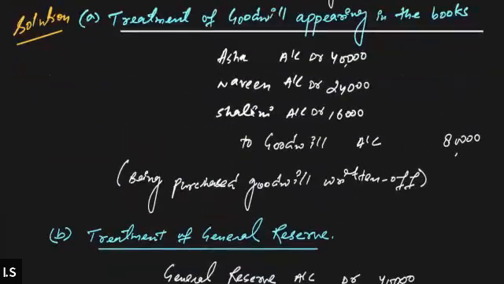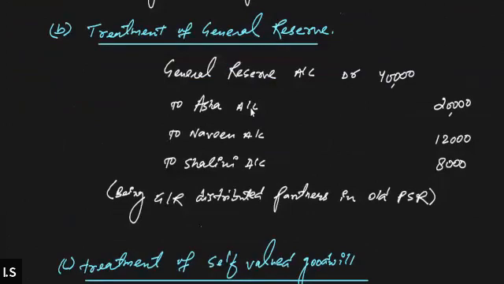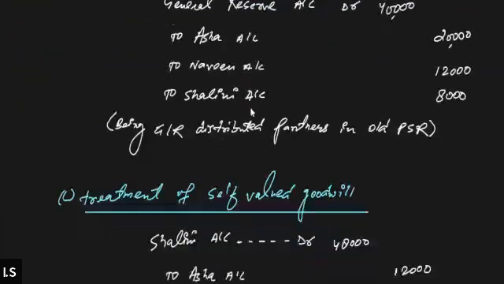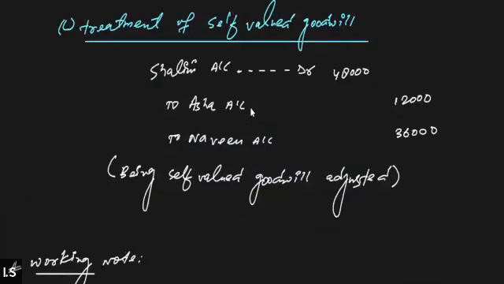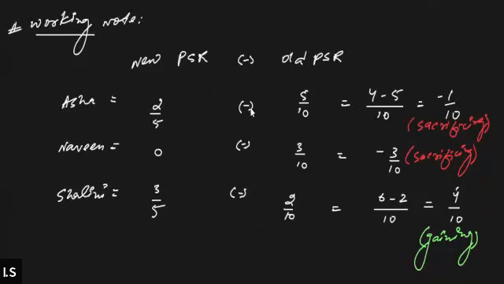I think both of you have already done this. Anyways, I'm still showing the calculation. So this is the treatment for the goodwill appearing in the book. Then this treatment will be for the general reserve, and the last treatment will be for the self-valued goodwill. Before passing the journal entry for the self-valued goodwill, we need to find out the gaining and sacrificing shares of the partners. Just confirm whether you get the same values. Asha is sacrificing 1 by 10. Naveen is sacrificing 3 by 10, and Shalini is gaining 4 by 10. Is that right?